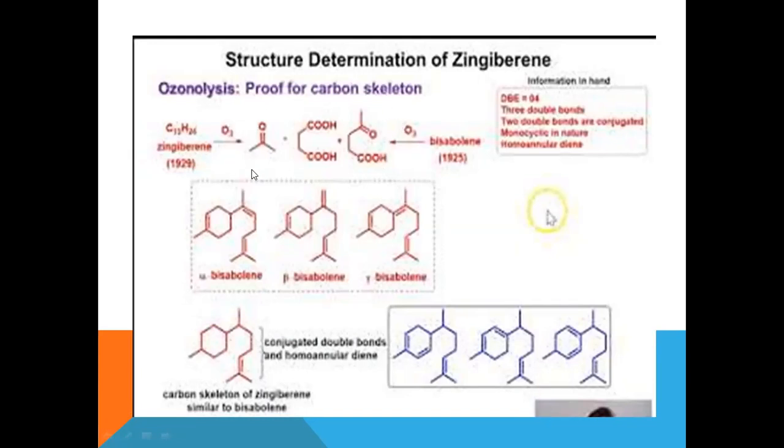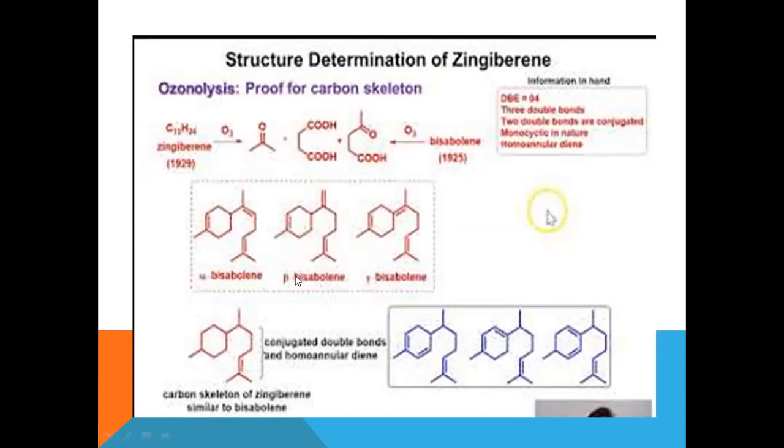The same similar products are also obtained from some other compound called bisabolin. So bisabolin on ozonolysis gives similar compounds, which indicates that bisabolin and gingiberine have similar structures. So if you know the structure of bisabolin, we can give the structure of gingiberine. Based on these facts, we can give the structure for gingiberine.